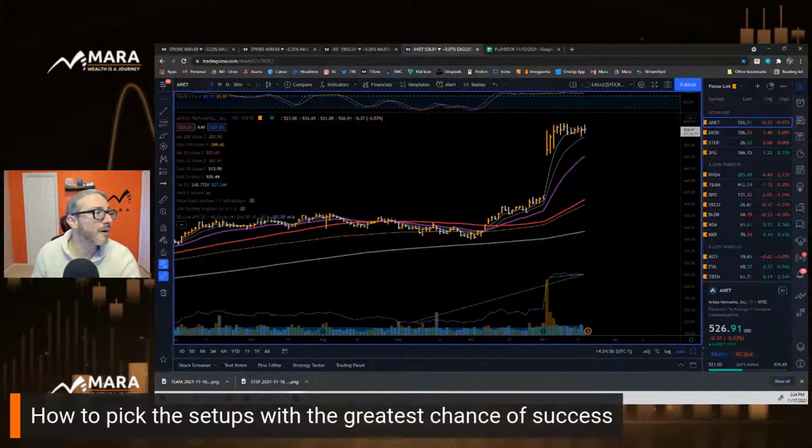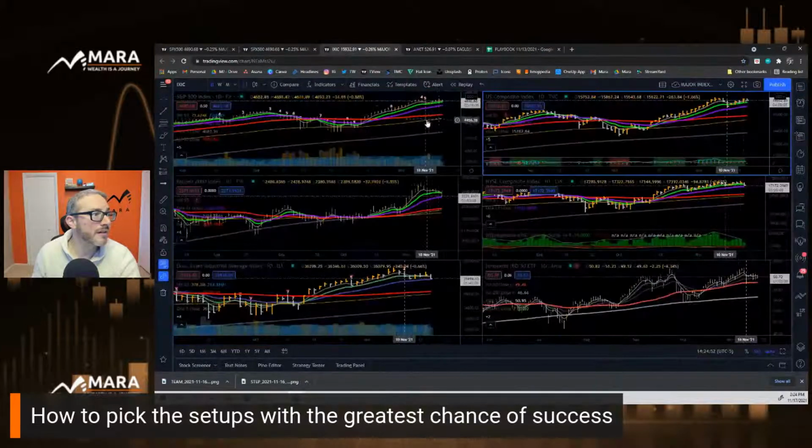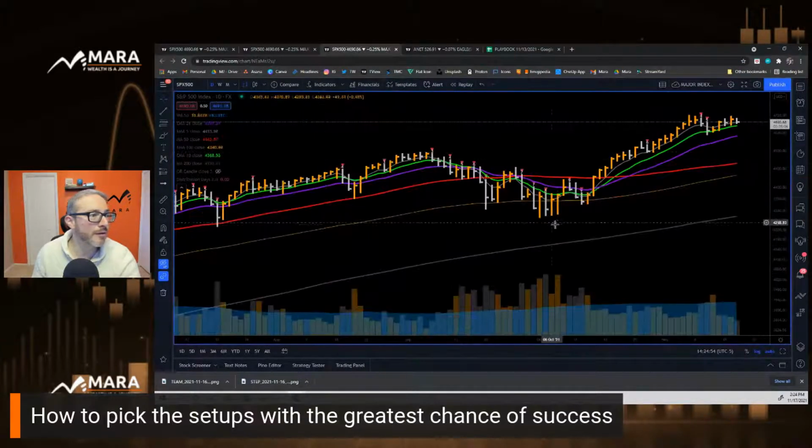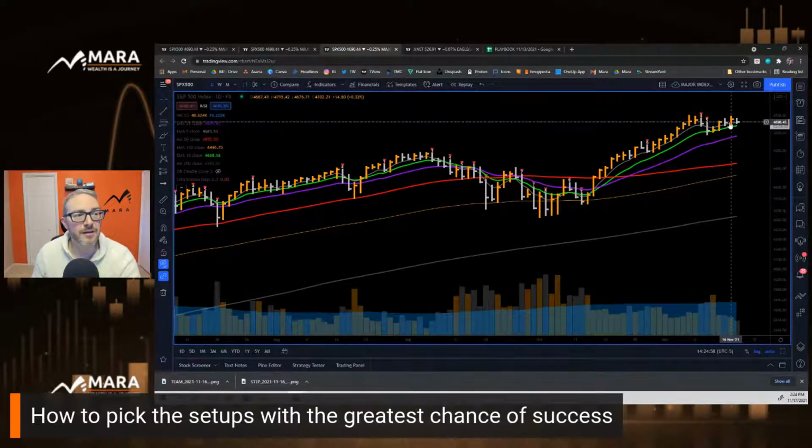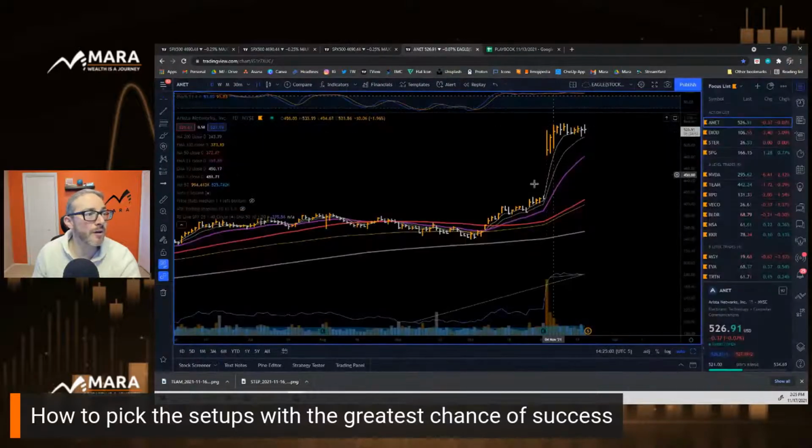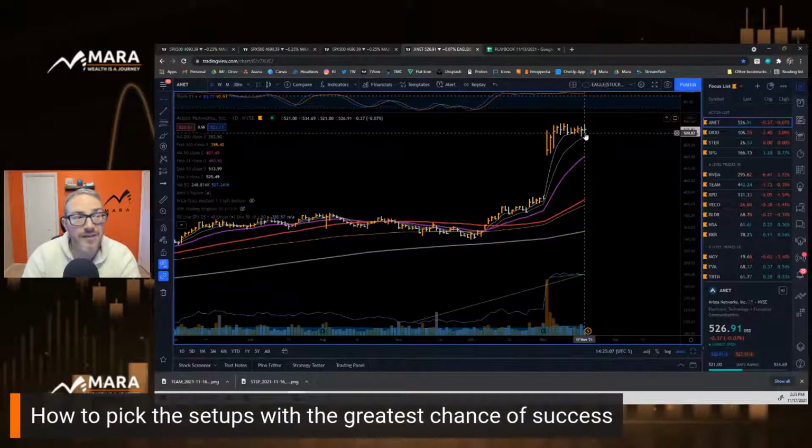And now, look at it. It's trading sideways. And what's the market doing? Here's the daily chart of the market. Why don't I just blow up the S&P 500? Look at the S&P 500 just moving sideways. And now we've got Arista Networks, a giant gap up, and it's trading sideways. You want to trade the stocks that are trading similar to the market, right?